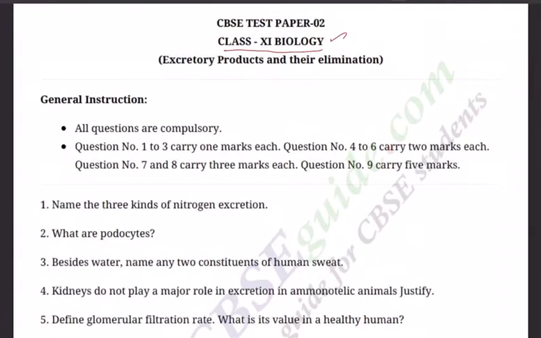As all of us know, we are into the revision mode. We are revising the entire syllabus in the form of test papers now. Last time around we did revision through test paper 1. This time we are doing it through test paper 2. And the chapter that we are concerned with in this session is excretory products and their elimination.